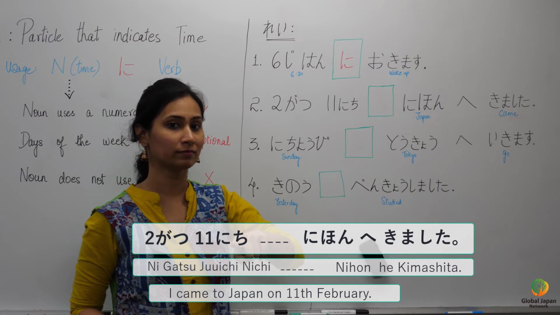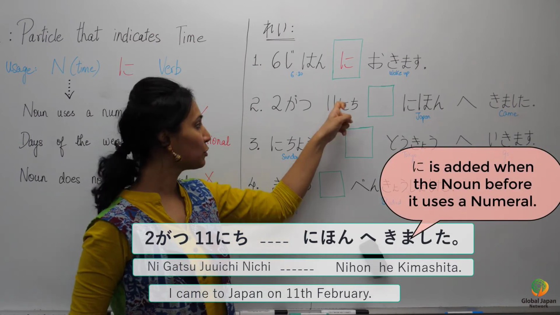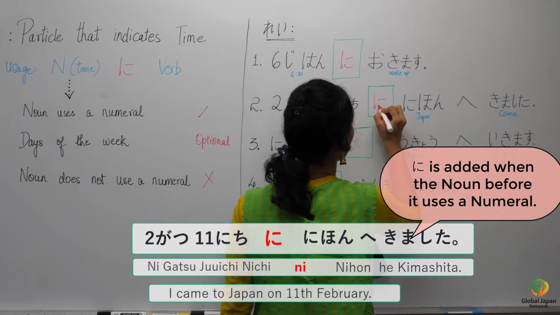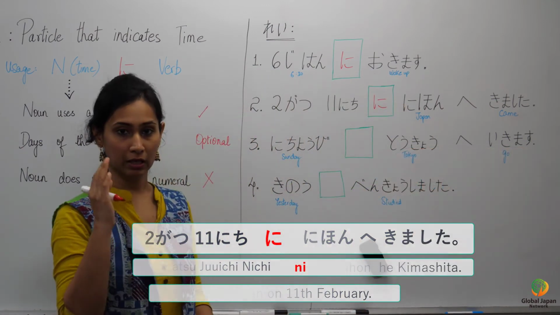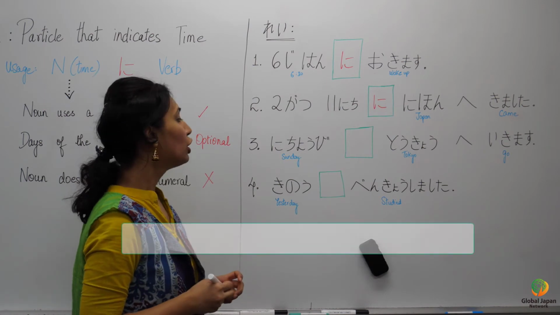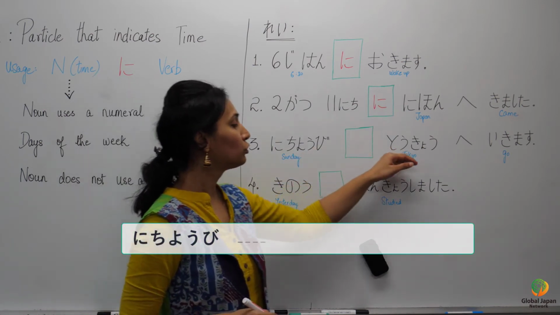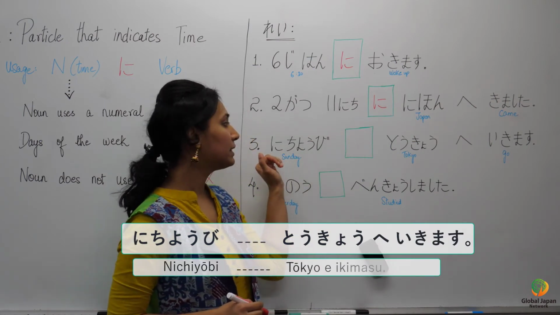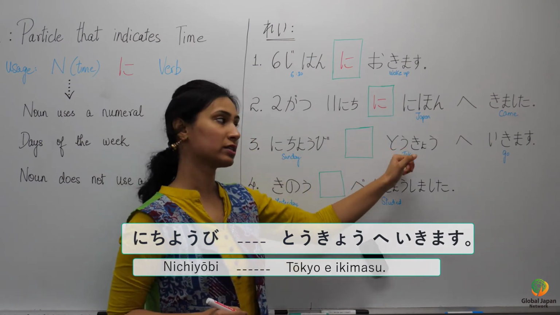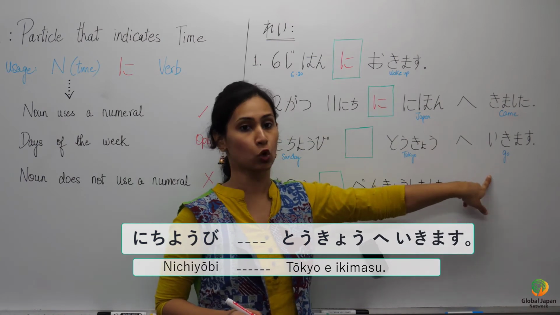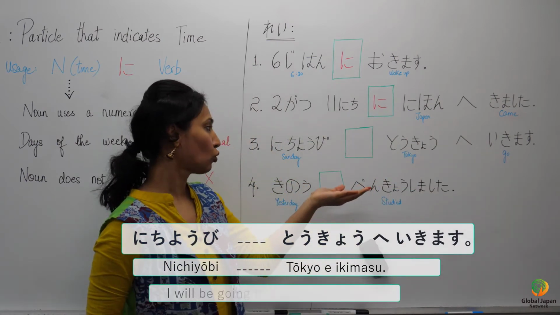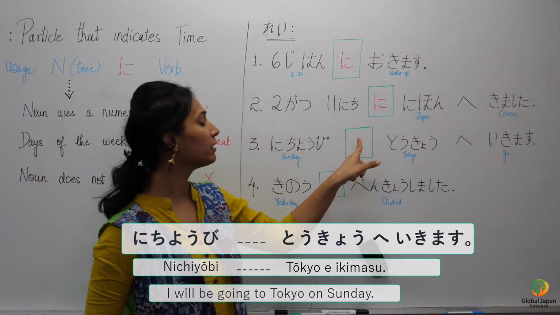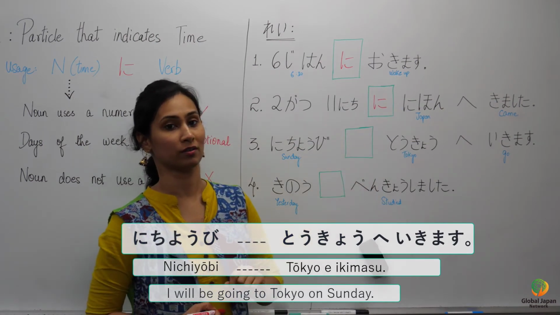What do you think? This uses a numeral. Hence, it should be followed by the particle ni. Third example. Nichiyobi, Tokyo e ikimasu. Nichiyobi means Sunday. Tokyo is Tokyo. Ikimasu, go. I will be going to Tokyo on Sunday. Should ni be written here or not?